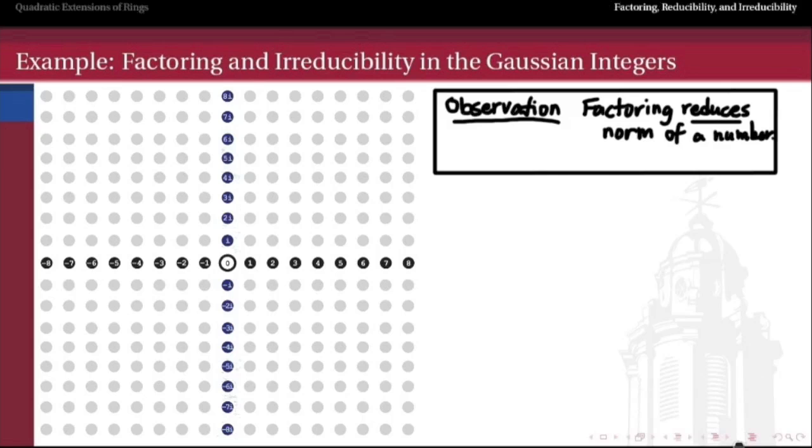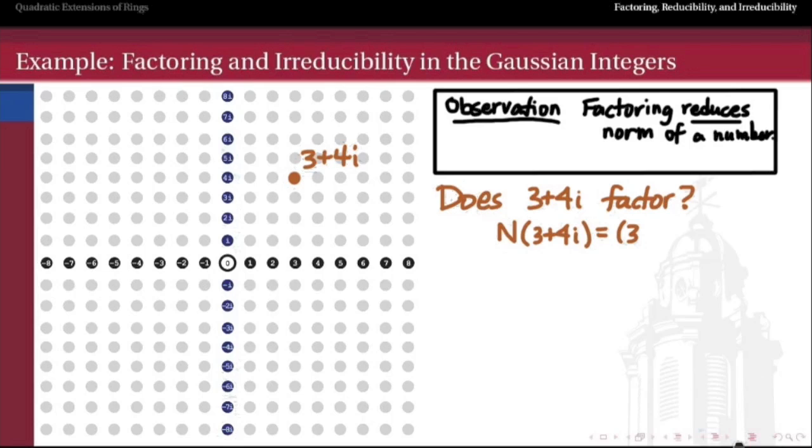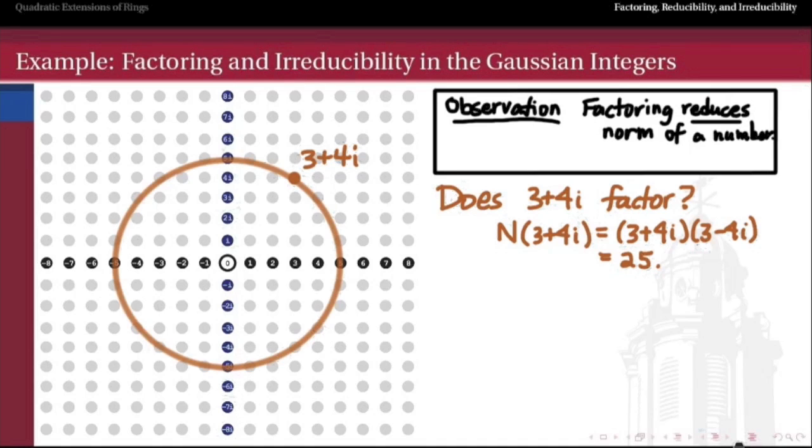So let's think of an example. How about 3 plus 4i? And I want to ask the question, can we factor 3 plus 4i over the Gaussian integers? In the same way as we did a few slides ago, let's begin by asking, what is its norm? So we'll compute the norm of 3 plus 4i. The norm is 25. And if we look at the set of all Gaussian integers that have a norm equal to 25, that looks like this circle of radius 5 in the complex plane. So it includes 3 plus 4i, but also 4 plus 3i, negative 3 plus 4i, and so on. So it includes a lot of other things.